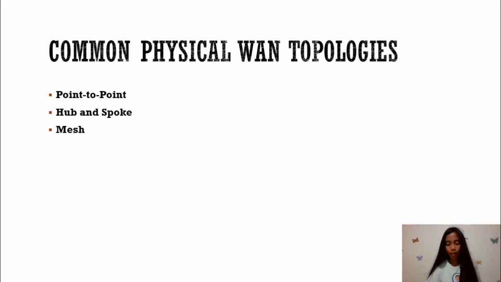So for the last one, we have the mesh, and it is a topology that provides high availability but requires that every end system be interconnected to every other system. So the administrative and physical cost can be significant. Each link is essentially a point-to-point link to the other node.